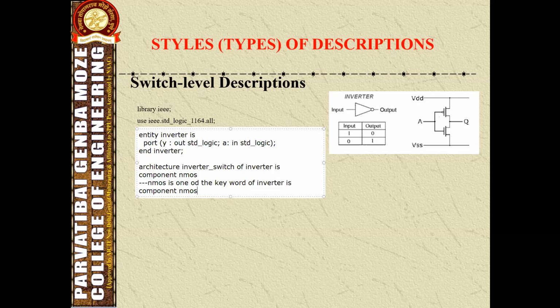Component NMOS. Sorry. Here NMOS is one of the keywords of the inverter. How are we going to assign by using port? I am going to write: there is one output terminal, which is in the form of std logic data, and inputs I1 comma I2 in std logic.